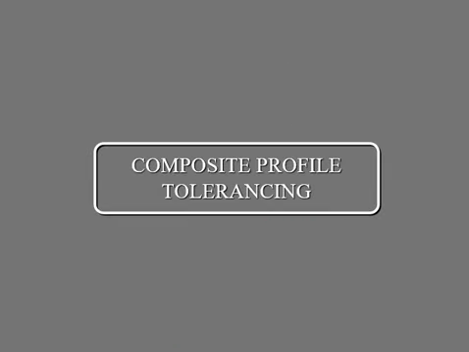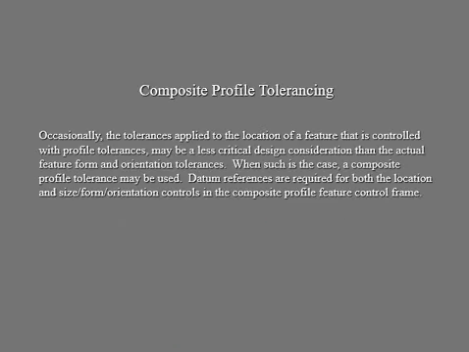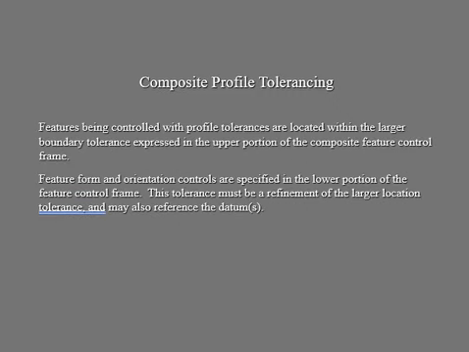Okay, so composite profile tolerancing. When we go into here, the tolerance is going to apply to the location of a feature, and that's going to be controlled by your profile tolerance. Sometimes you have a less critical design consideration. In that case, we will be dealing with the actual feature form and also the orientation tolerances. We call it composite because we're dealing not with only one thing but with different things.